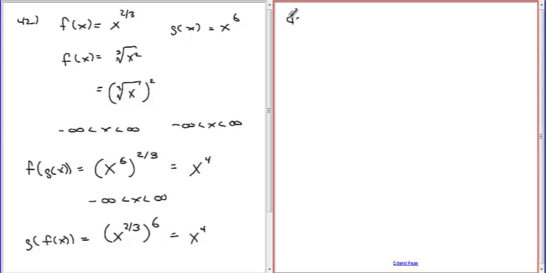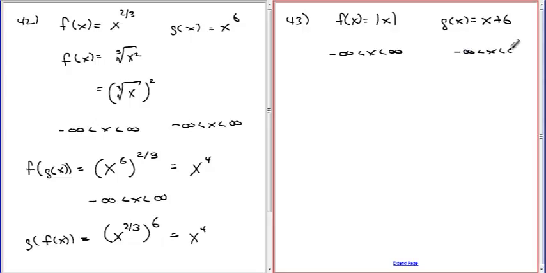Okay, then we got 43. f of x equals the absolute value of x. g of x equals x plus 6. So you can take the absolute value of any number. If it's negative, it becomes positive. If it's positive, it stays positive. And this is just a linear equation, so it also is all real numbers.